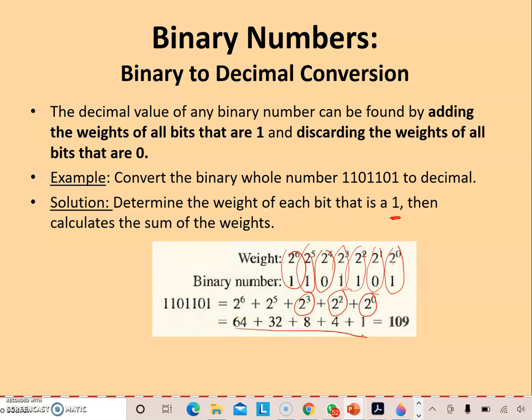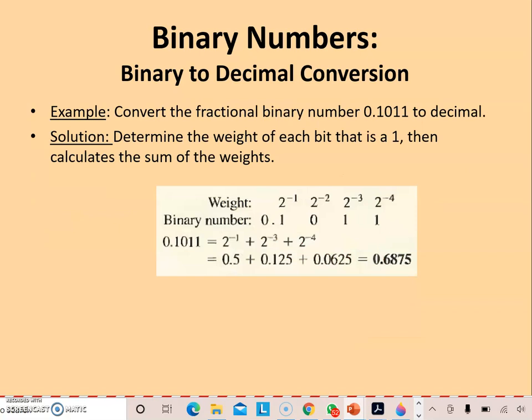Okay. Now, then we have 109. 109 is base 10. Okay. Now next we go to the binary to decimal conversion. Now we're going to convert from base 2 to base 10.